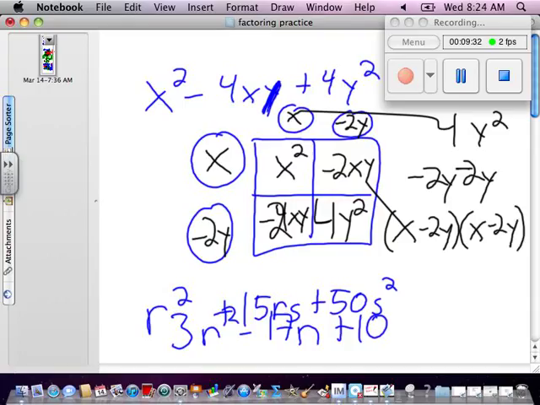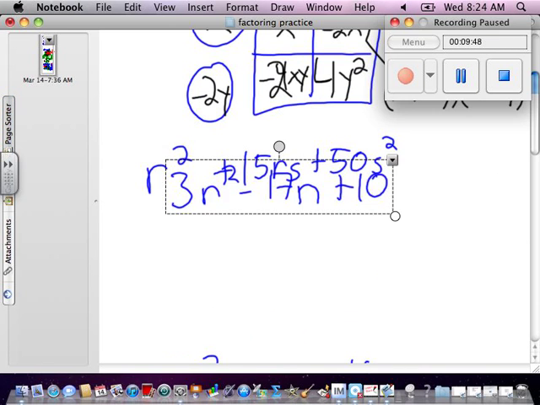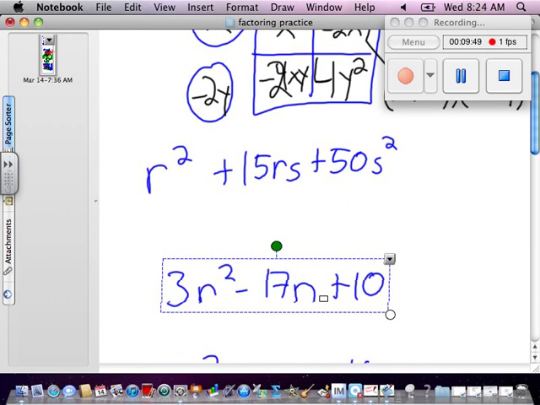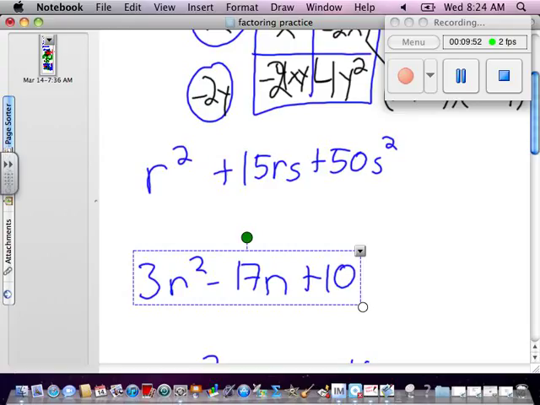Can we set this equal to 0 and find out? How many variables does this have in it? 2. So you can't set it equal to 0 and find out what the factors are, what the roots are. But we do have the factors. Okay? So now we're going to work on these last 2. There. So these 2. Okay.